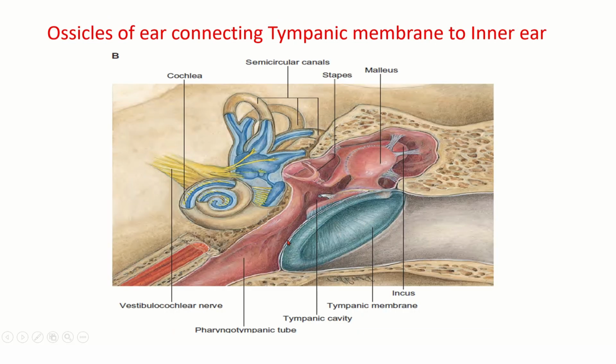So you can see here the tympanic membrane connected through the malleus, incus, and stapes to the internal ear through the fenestra vestibuli. When this vibrates, all these ossicles vibrate, and through the fenestra vestibuli, it creates vibrations in the perilymph of the inner ear.